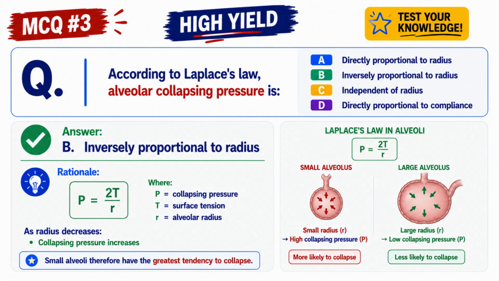Surfactant solves this with remarkable elegance. Surfactant reduces surface tension, but critically, it reduces surface tension more in small alveoli than in large alveoli. As alveolar radius decreases during exhalation, surfactant molecules are compressed together. Surface tension drops dramatically. Collapsing pressure is reduced. The small alveolus is stabilized.